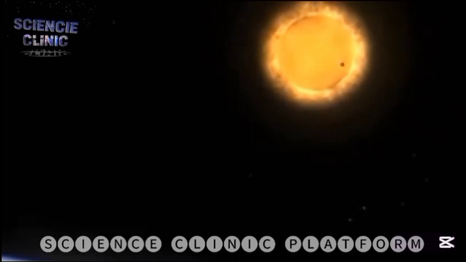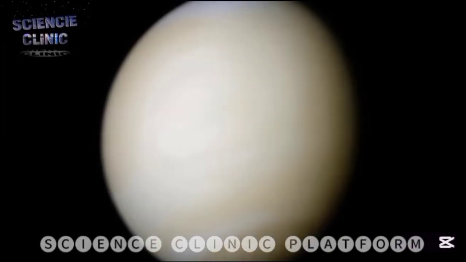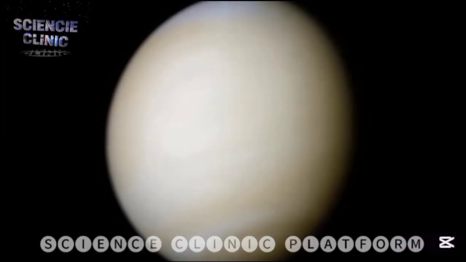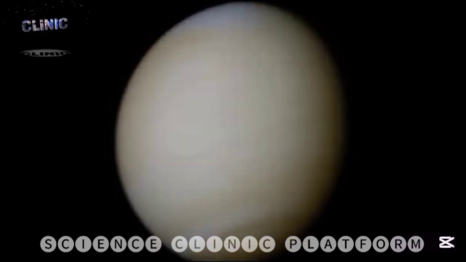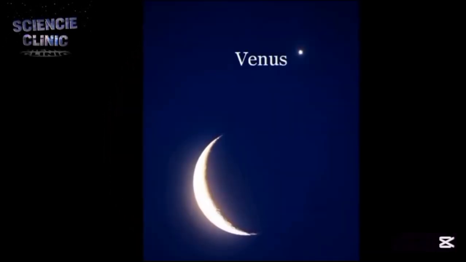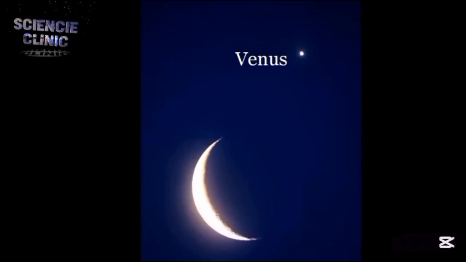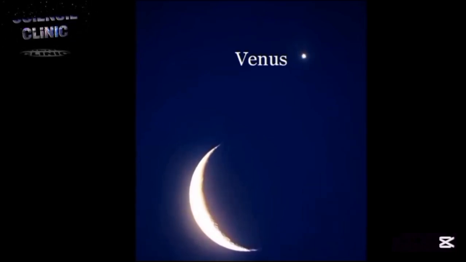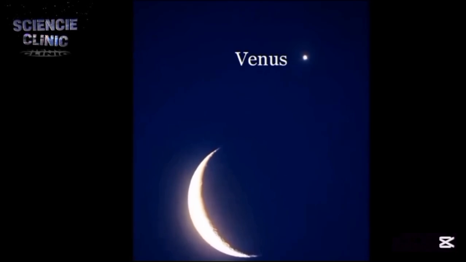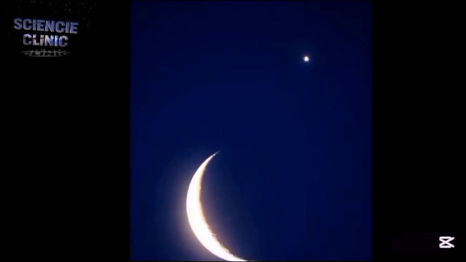meaning zero moons. And also it is the brightest body in the sky after the Moon and the Sun, implying that Venus is very bright and we can see it on Earth using our own eyes, not any other instrument. Venus is there. You can observe it using your own eyes. Still continuing with the Science Clinic platform, VJ Sharp.